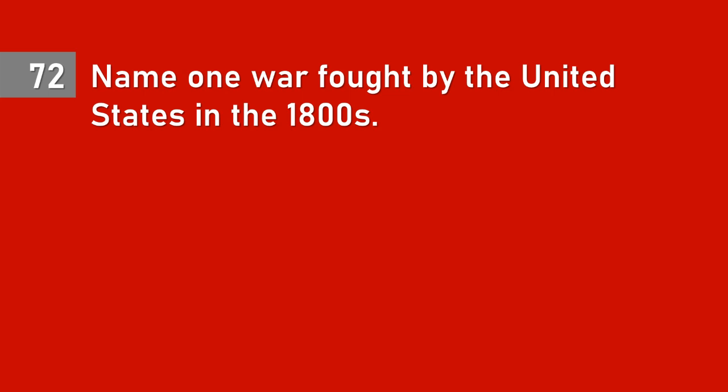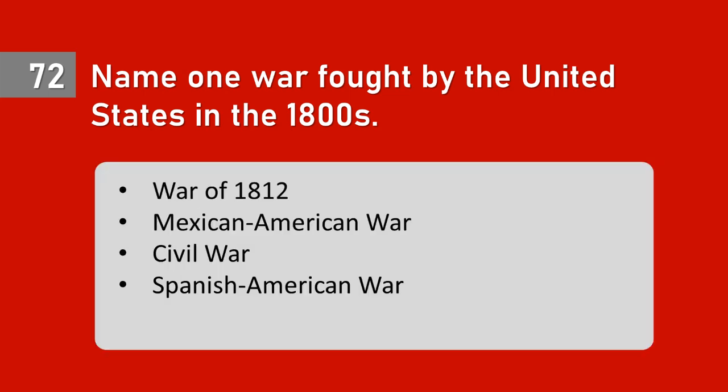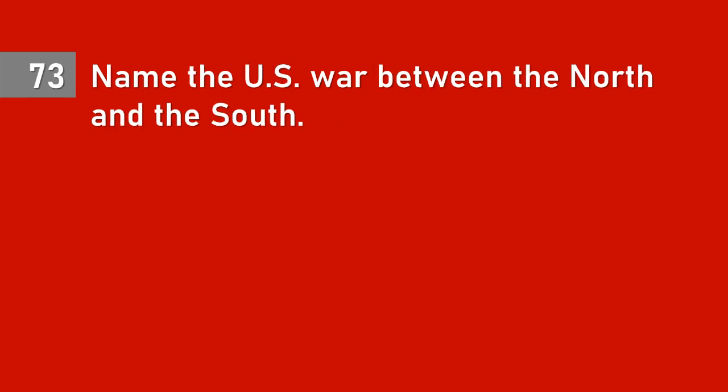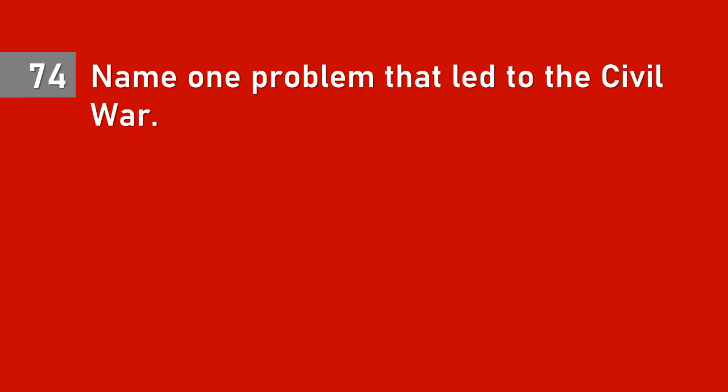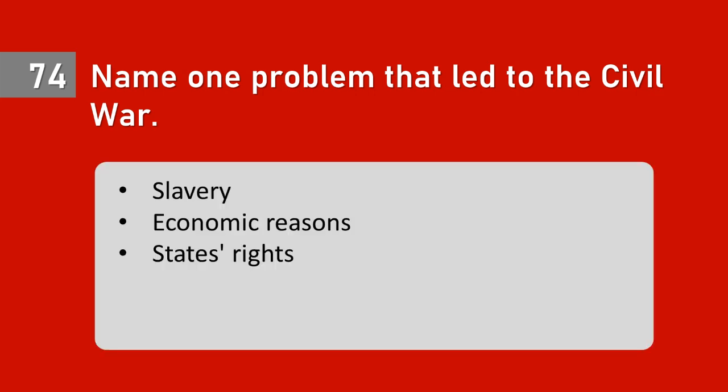Question 72. Name one war fought by the United States in the 1800s. War of 1812, Mexican-American War, Civil War, Spanish-American War. Question 73. Name the U.S. war between the North and the South. The Civil War. The war between the states. Question 74. Name one problem that led to the Civil War. Slavery. Economic reasons. States' rights.